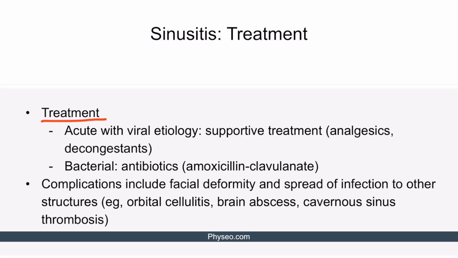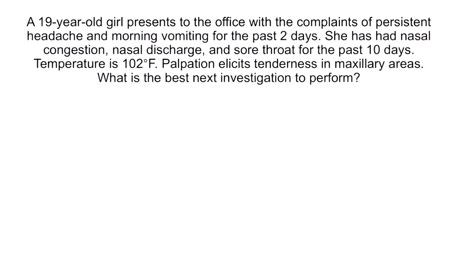Complications of sinusitis include facial deformity, which may occur due to enlargement of polyps, as well as spread of infection to other structures such as orbits, brain, and cavernous sinuses, giving rise to orbital cellulitis, brain abscess, and cavernous sinus thrombosis, respectively. Let's do a review question.